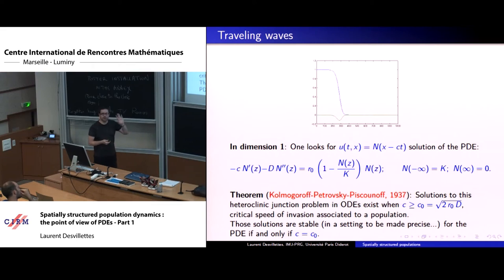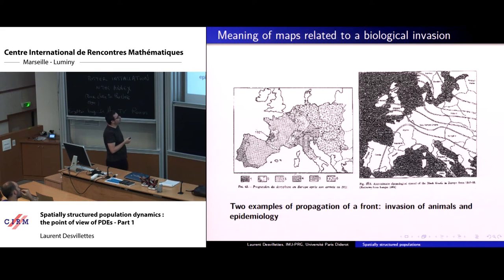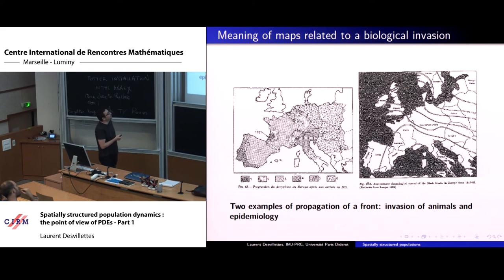Okay, so this was just to introduce Fisher KPP. And let me also say one word about maps that you can find in some books on epidemiology or, let's say, population dynamics. Actually, this one is taken out from the book by Murray, The Mathematical Biology, which I suppose many of you have used in the past.